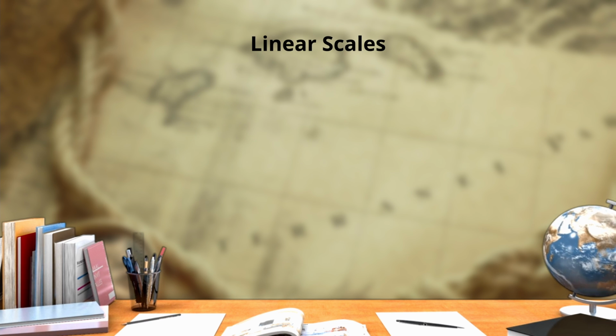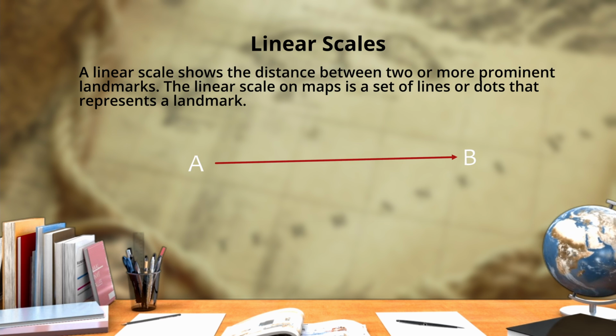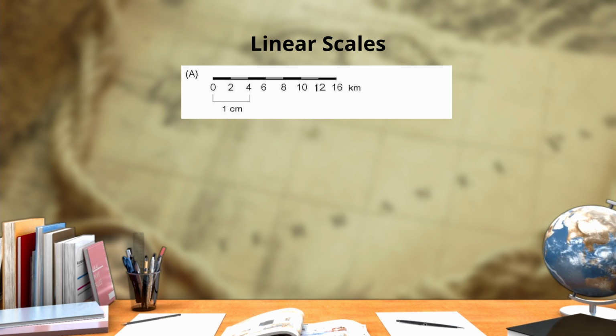Then we look at the linear scale. A linear scale shows the distance between two or more prominent landmarks. The linear scale on maps is a set of lines or dots that represents a landmark. Let's look at examples of linear scales here.